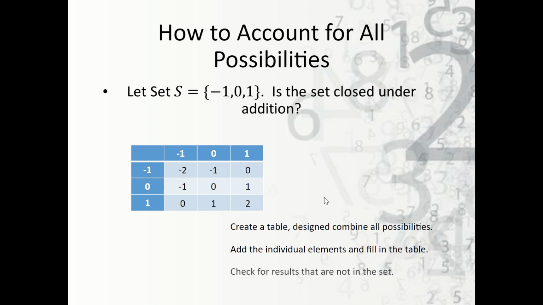And we can see that we have two examples that are not in the set. These two here, negative 2 and positive 2. Therefore, the set is not closed. And whenever we say that a set is not closed, we need to say why. The reason why the set is not closed is because of 1 plus 1 and negative 1 plus negative 1.